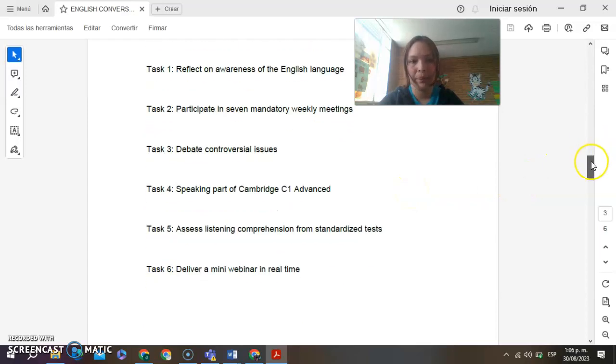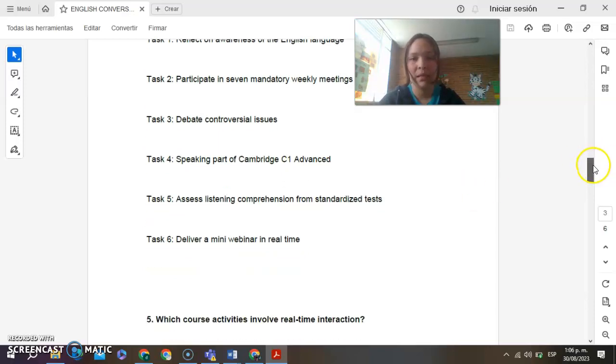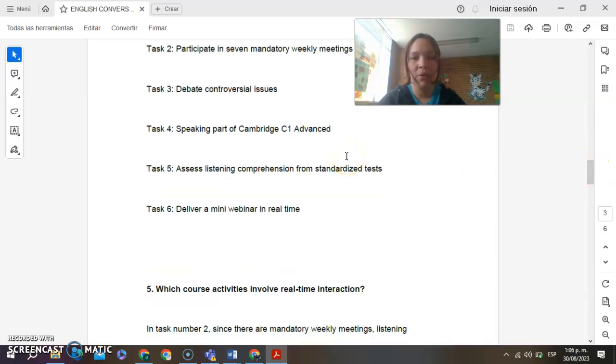Task 3, debate controversial issues. Task 4, speaking part of Cambridge C1 Advanced. Task 5, assess listening and comprehension from standardized texts. Task 6, deliver a mini webinar in real time.